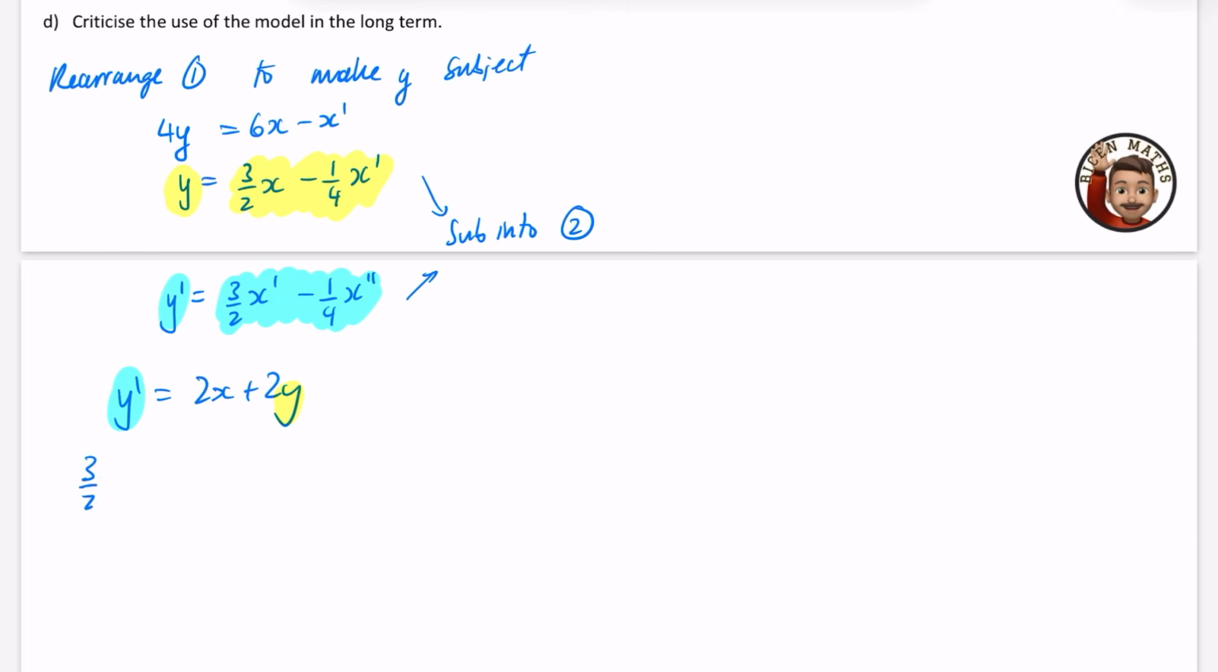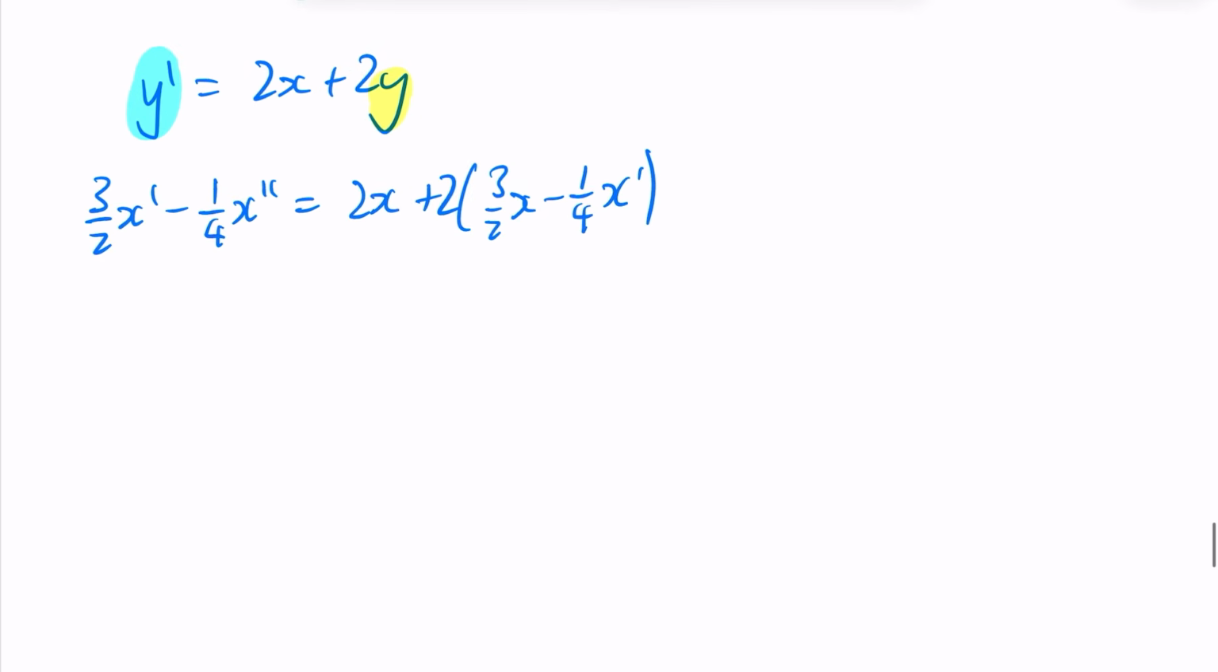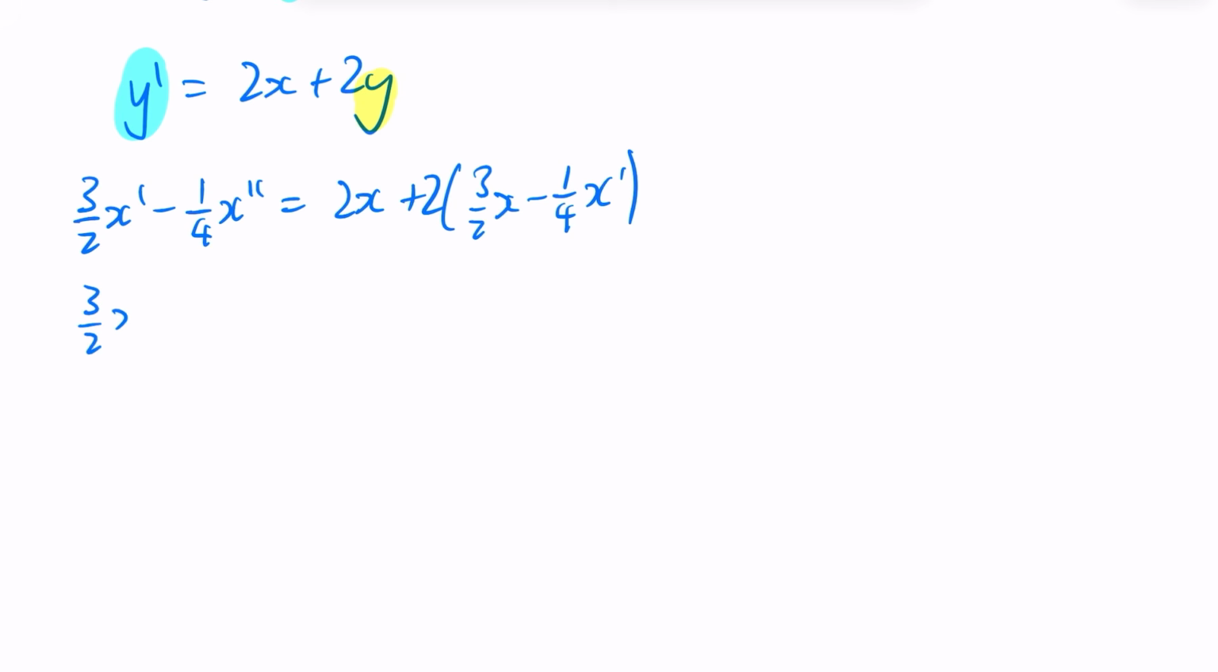So left-hand side, 3 over 2x dash minus a quarter x double dash equals 2x plus 2 lots of 3 over 2x minus a quarter x dash. Did I even put the 2 in front of it? I didn't. There should be a 2 in front of there, shouldn't there? So this is 3 over 2x dash minus a quarter x double dash equals 2x plus 3x. 2 times a quarter is a half, so we get a half x dash like this.